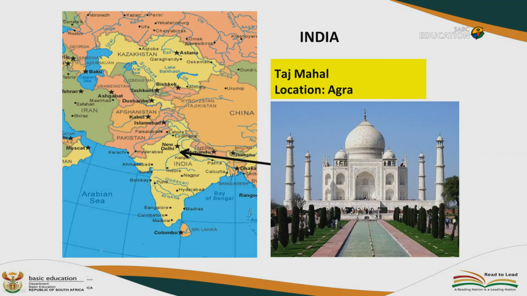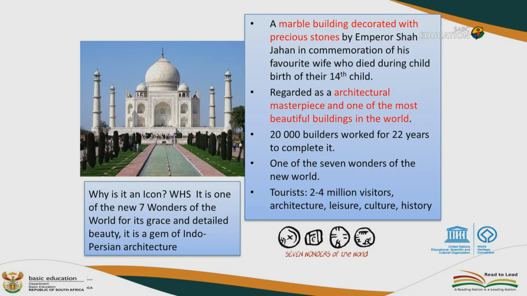This is how, every time you learn the country, learn the location, if it is in a city, and then also the name of that icon. Why the icon? This is why it was made: a marble building decorated with precious stone by Emperor Shah. Why he built this, this is the history behind the Taj Mahal.